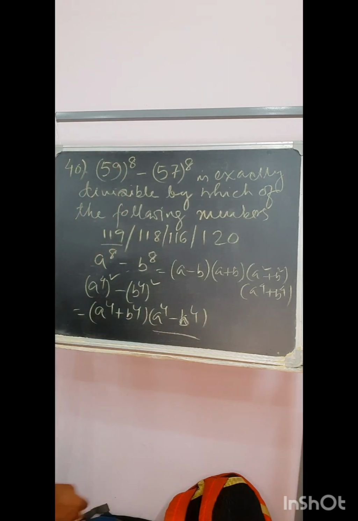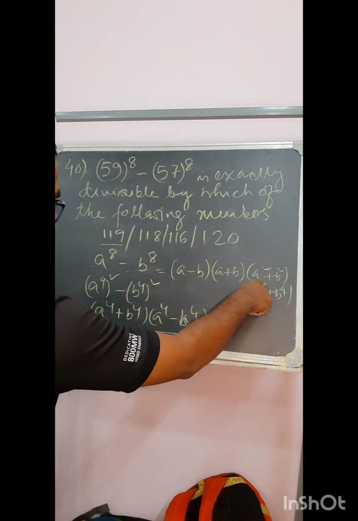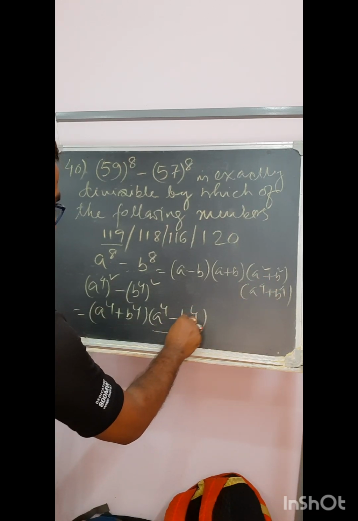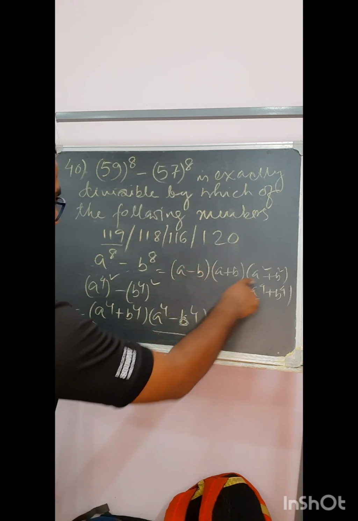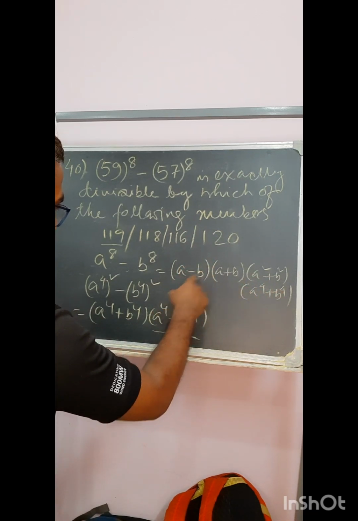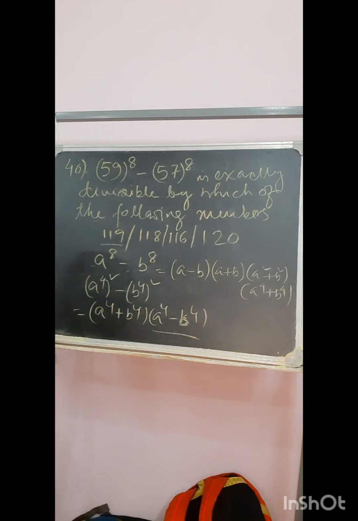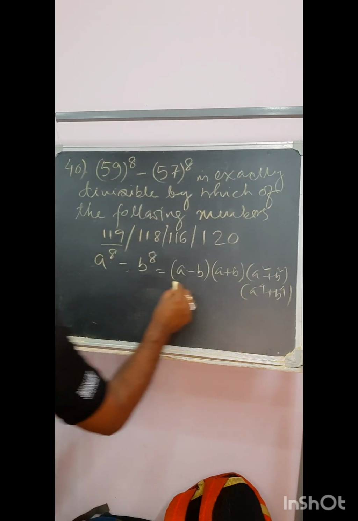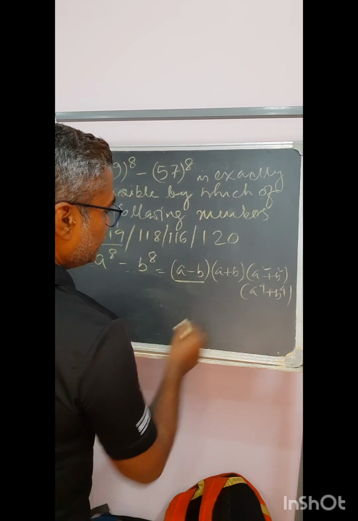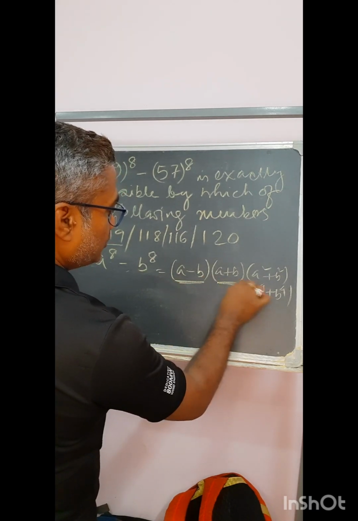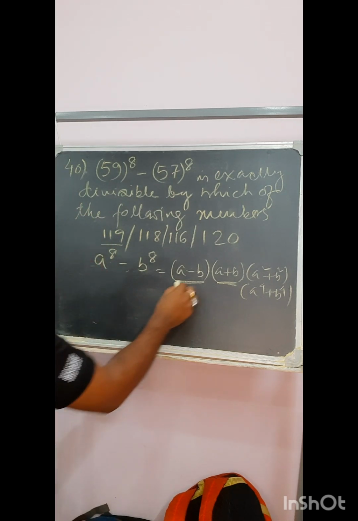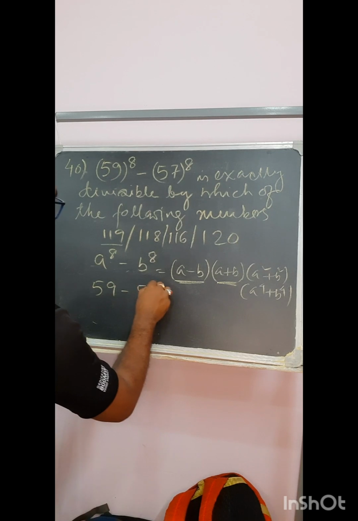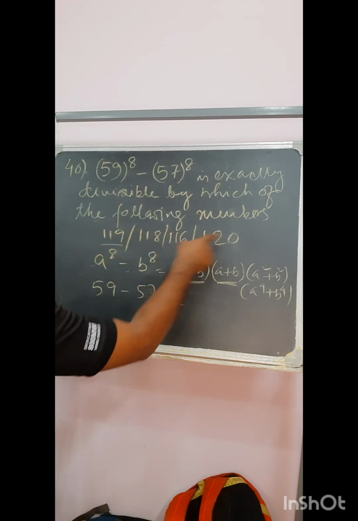Now further, if I divide this one, I will get a square plus b square, because a to the power 4 is nothing but square of square. So a square plus b square, a square minus b square. Further dividing, I will get this. This way I can expand the expression, and the minimum factor that I will get is a minus b, the smallest factor. Now let's see the value of a minus b. A minus b is 59 minus 57, which is 2. So 2 is not there in the options.